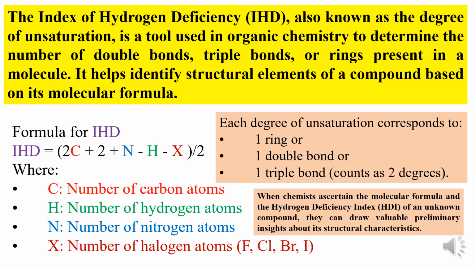So overall, when organic chemists ascertain the molecular formula and the hydrogen deficiency index of an unknown compound, they can identify the structural elements of a compound based on its molecular formula. So the IHD gives a detailed insight about the structural characteristics for the given molecular formula.